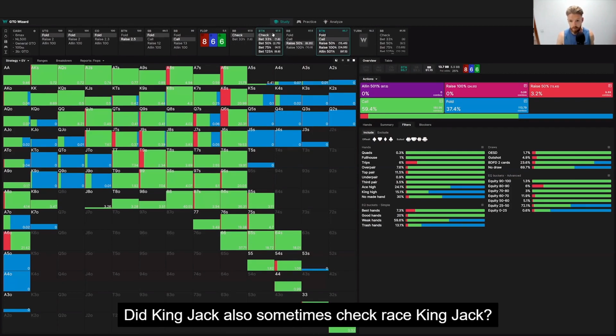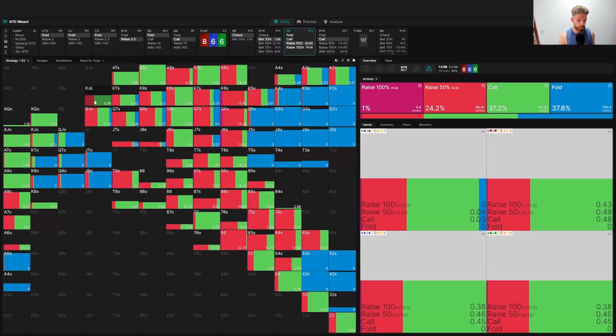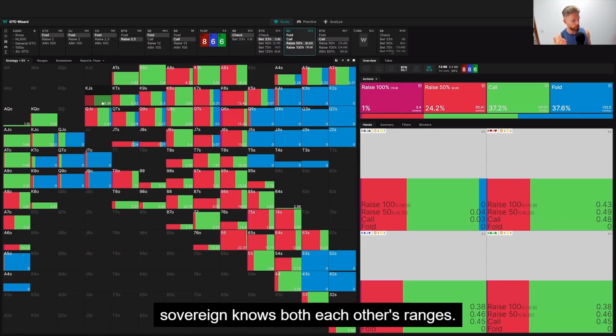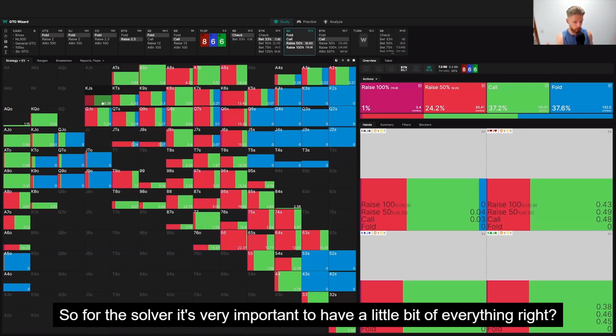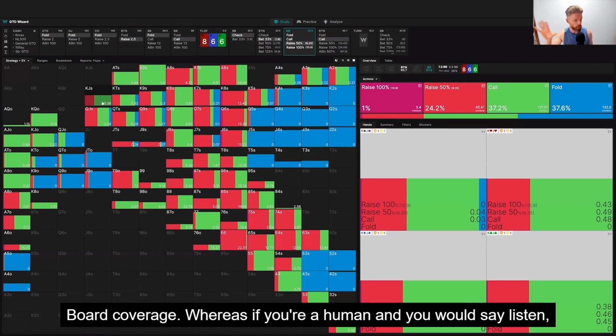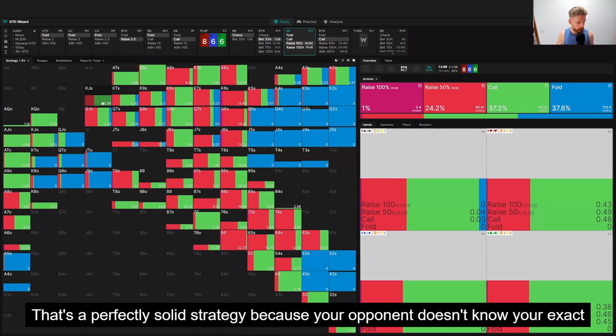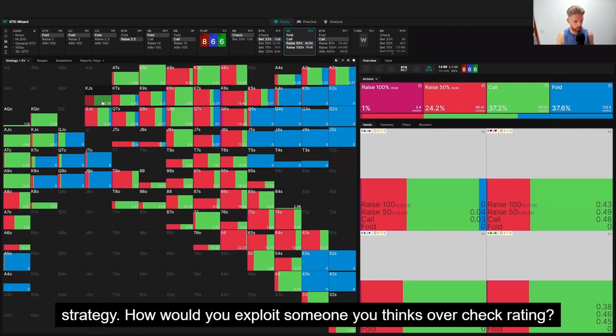Does King Jack also sometimes check raise? King Jack, I have no clue what King Jack is doing. I would not check raise King Jack personally, but obviously the solver knows both players' ranges, so for the solver it's very important to have a little bit of everything, right? Board coverage. Whereas if you're a human, you can say, listen, I always check raise King 9, I never check raise King 10, King Jack. That's a perfectly solid strategy because your opponent doesn't know your exact strategy.